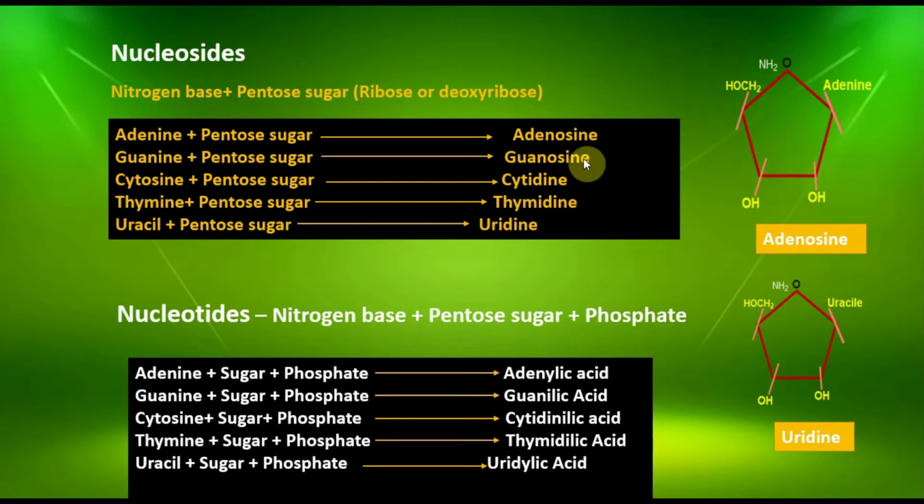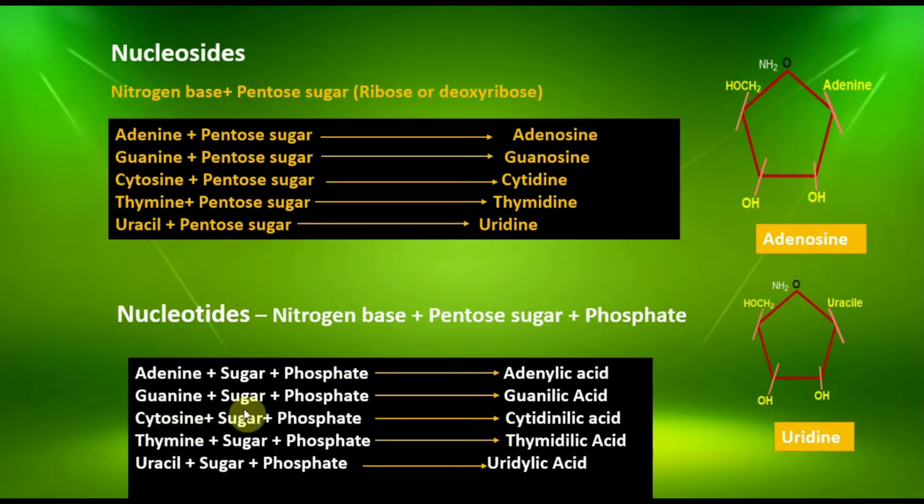When a nucleoside is combined with a phosphate group, it forms a nucleotide. That is, a nucleotide means nitrogen base plus pentose sugar plus an additional phosphate group, which is known as a nucleotide. So adenine plus sugar plus phosphate forms adenylic acid.